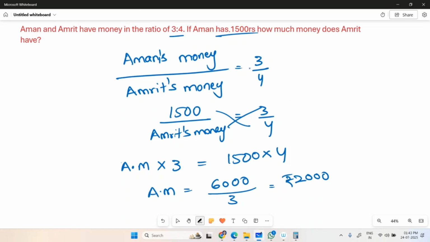Here what did we do? From the question, we know that Aman has 1500 rupees and both Aman and Amrit have money in the ratio of 3 is to 4. So what did we do? We simply cross multiplied by writing the numbers into fractional form and we got the answer 2000 rupees. That means Amrit has 2000 rupees.